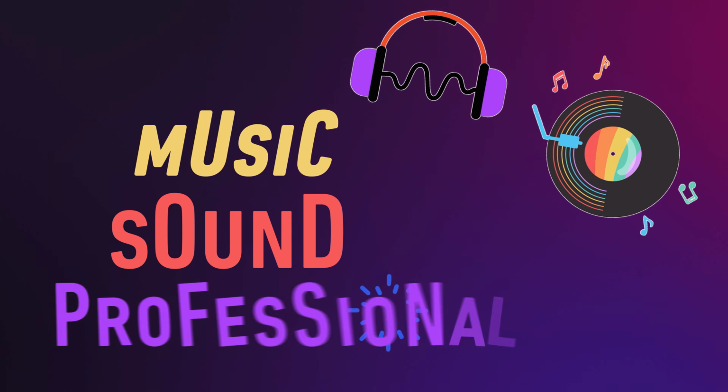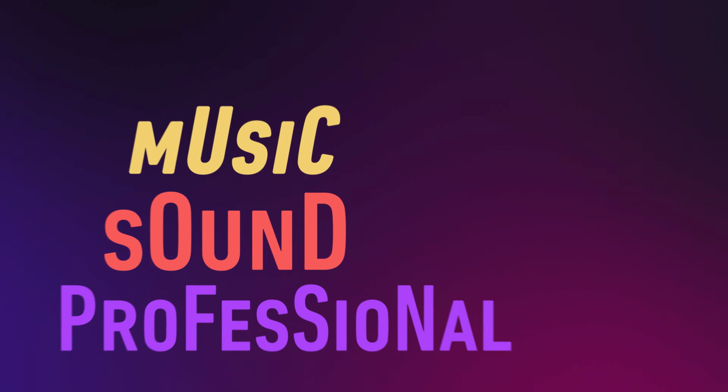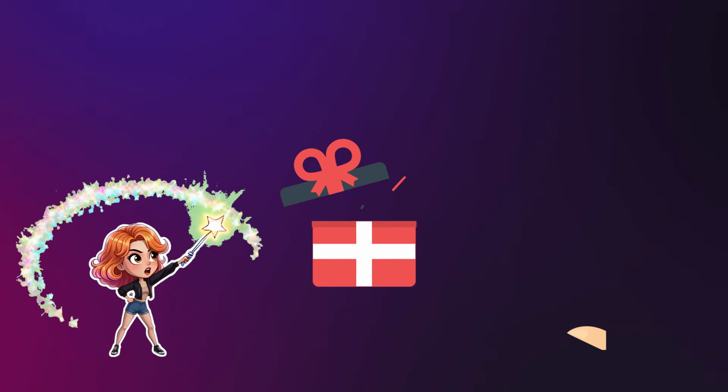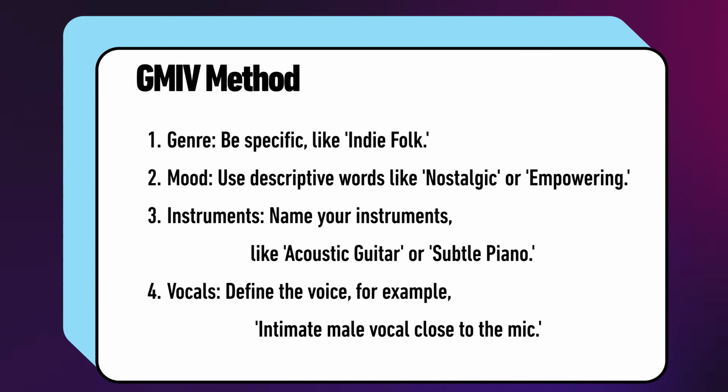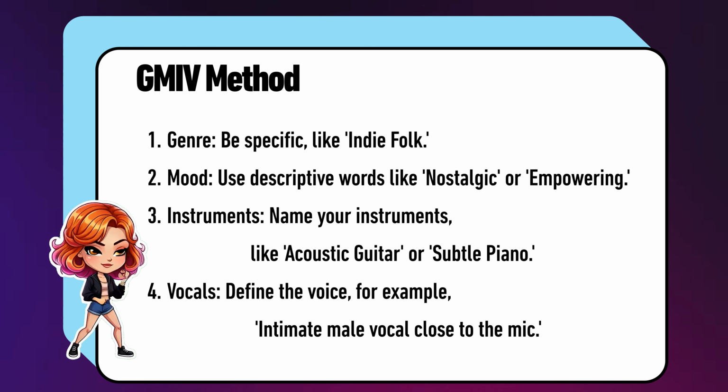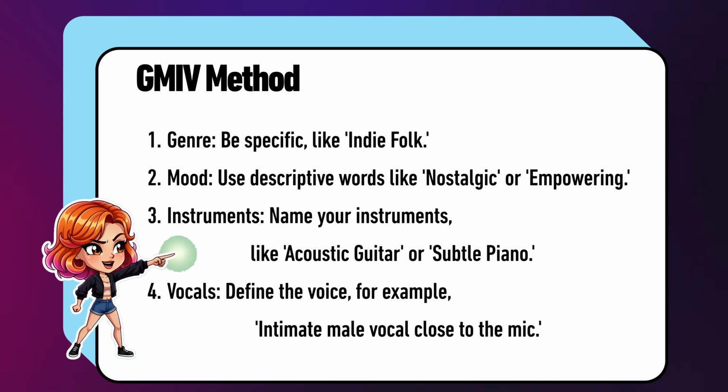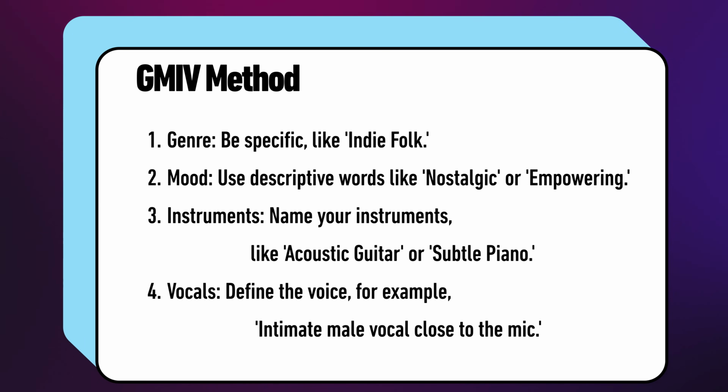All right, to make your music sound professional and not like some random AI track, you need to master the GMIV formula. Don't just type sad song, that's too vague. Here's what you need to include in the style box. Genre, be specific, like indie folk. Mood, use descriptive words like nostalgic or empowering. Instruments, name your instruments like acoustic guitar or subtle piano. Vocals, define the voice, for example, intimate male vocal close to the mic.